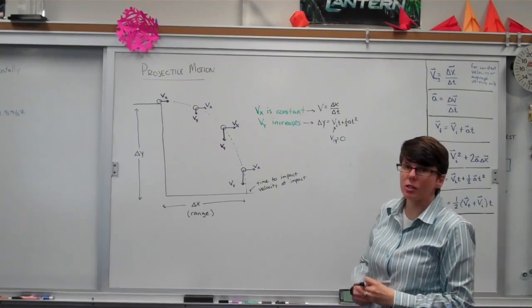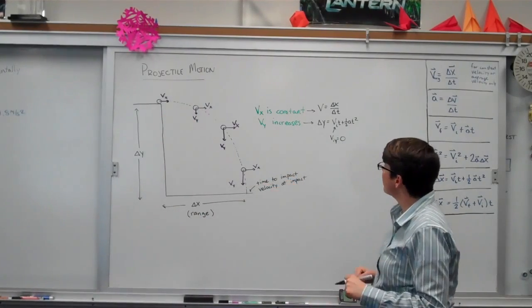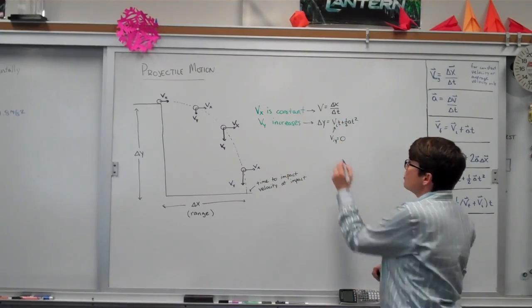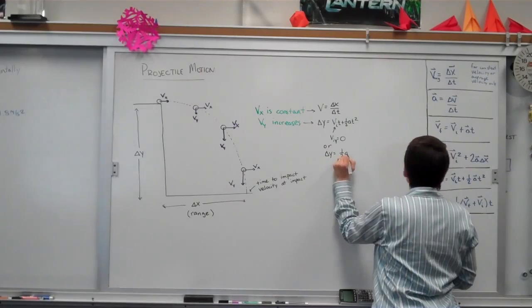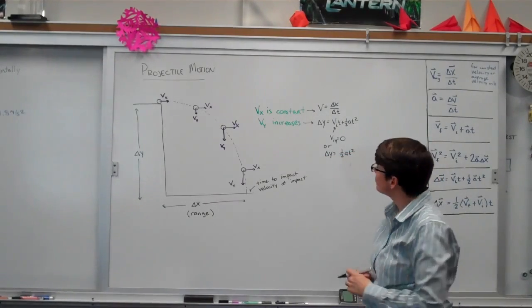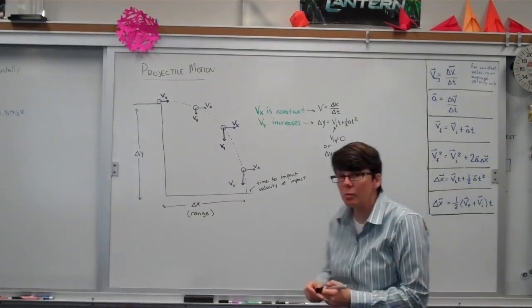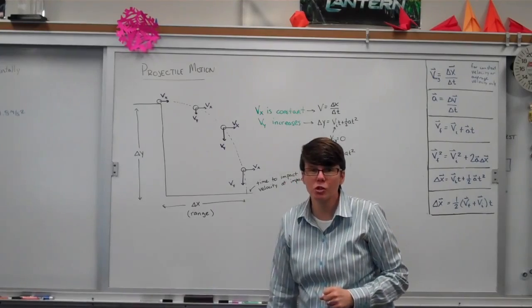The initial velocity in the y direction, as I laid it out here, is 0. The object's only moving horizontally. That makes that whole term disappear. It means that more often you're using this equation. Okay, projectile motion in a nutshell. Check out the next video for how to solve a projectile motion problem.